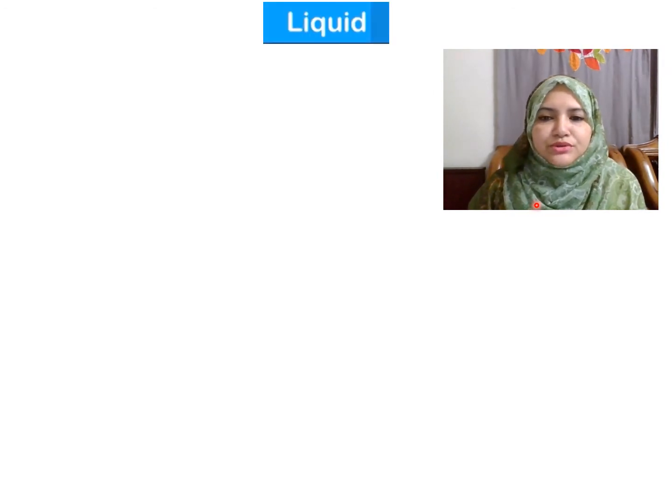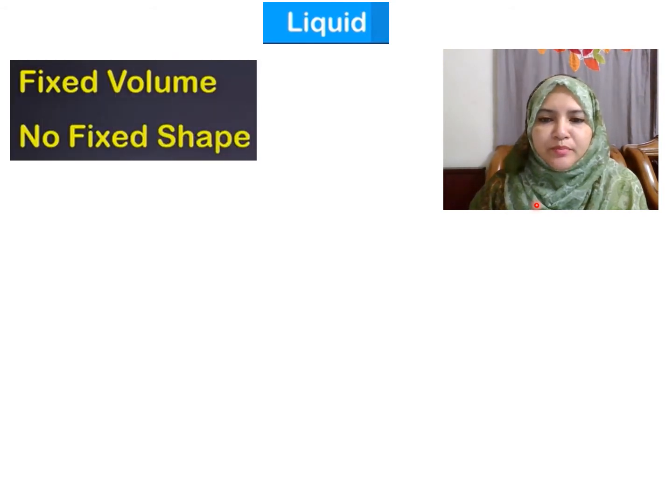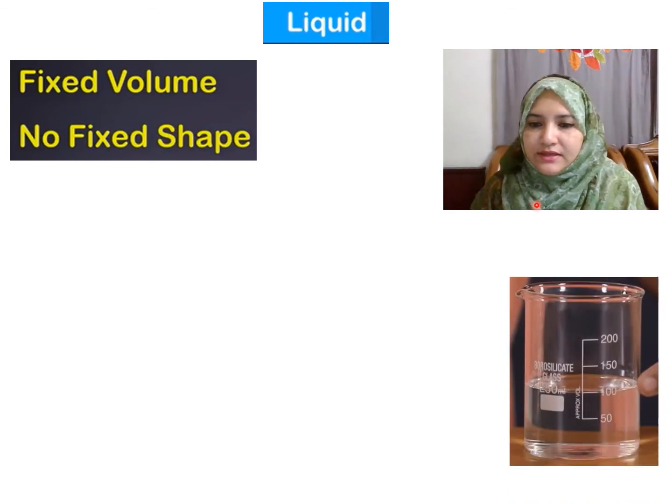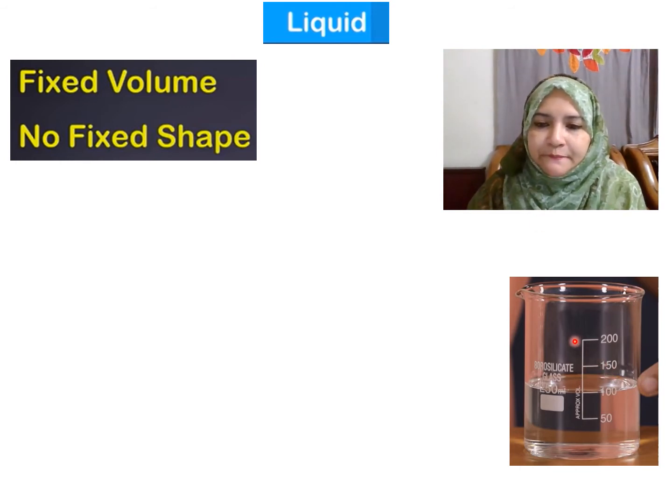And now take a look at liquids. Liquids have a fixed volume but no fixed shape. I am going to prove these two points to you with one single experiment here. For the experiment, I have taken water in this beaker. And as you can see, there is 100 ml of water here.